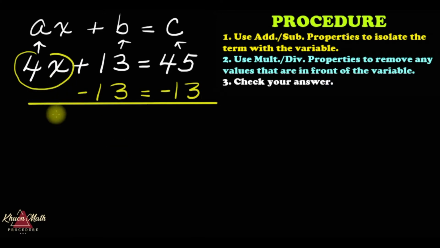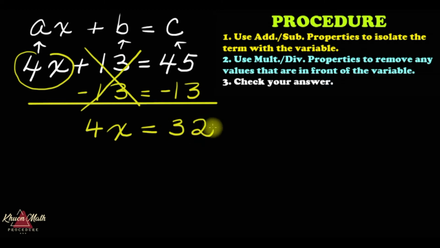Alright, so what happened now? So what we did is we used the subtraction property to isolate the term with the variable by minusing 13 to both sides. So bring down the 4x. And then positive 13 with negative 13. Those two add up to 0, so they're all gone. And then 45 minus 13 is going to give you 32. So that's step number 1.